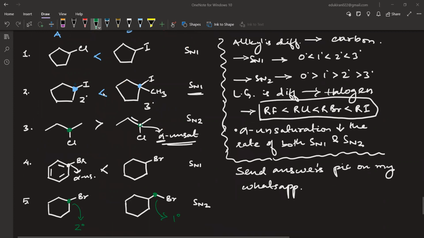So this is 2 degree, this is 1 degree. In SN2, Abhiya, you have made a mistake. I'm very disappointed now. How can you make a mistake here? See, the alpha carbon here is 1 degree because it is connected to only one carbon atom, right? And that is why B will be faster than A. Please write this down.